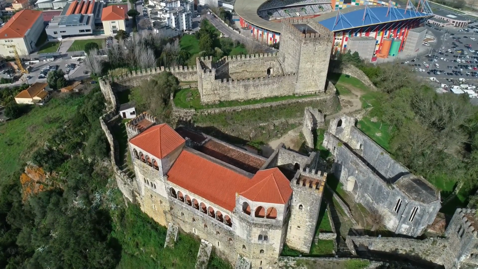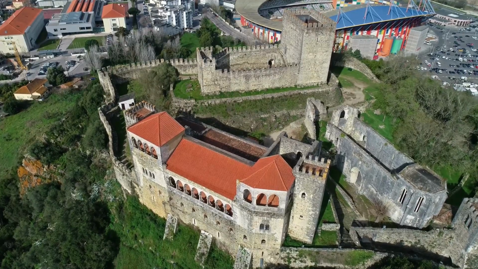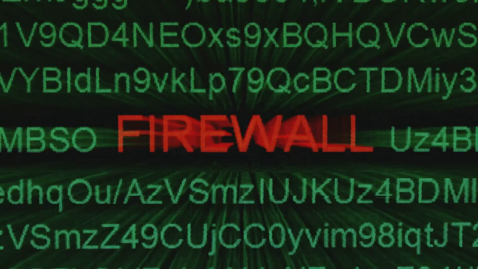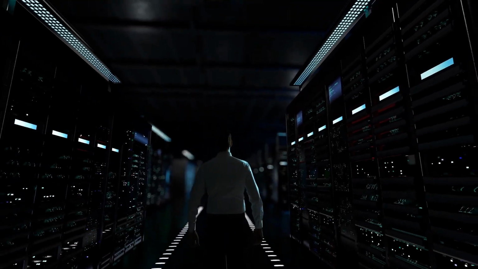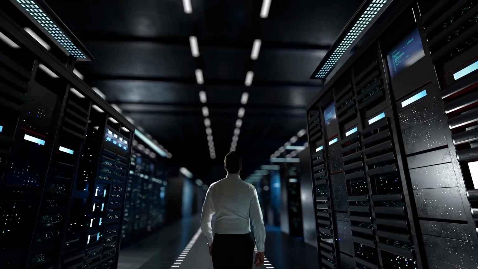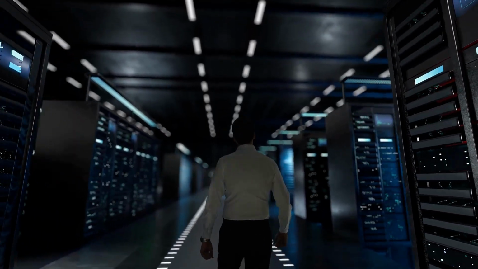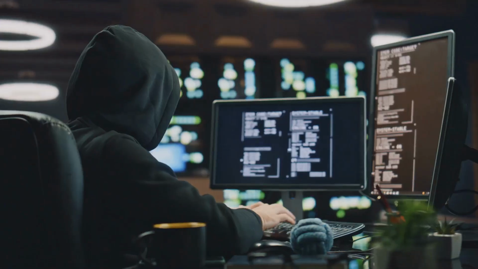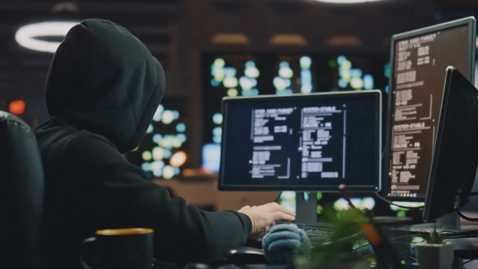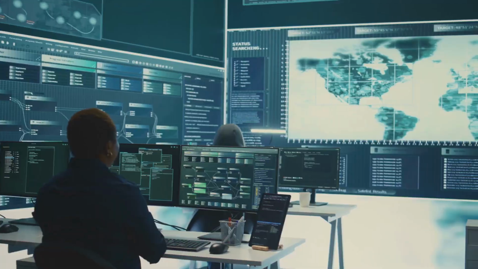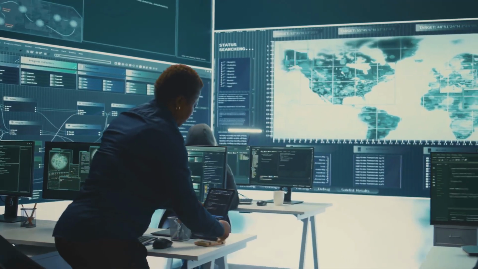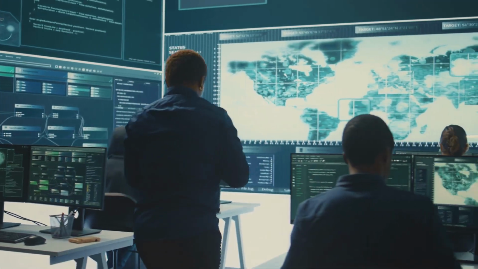For years, the dominant model in cybersecurity has been the castle and moat approach. We build strong firewalls around our networks, assuming that anyone inside is trustworthy. This model is failing. The rise of remote work, cloud computing, and sophisticated cyber attacks has rendered the traditional perimeter-based approach obsolete. Attackers are finding new ways to bypass firewalls and exploit vulnerabilities within trusted networks. Once inside, they can move laterally, accessing sensitive data and systems.